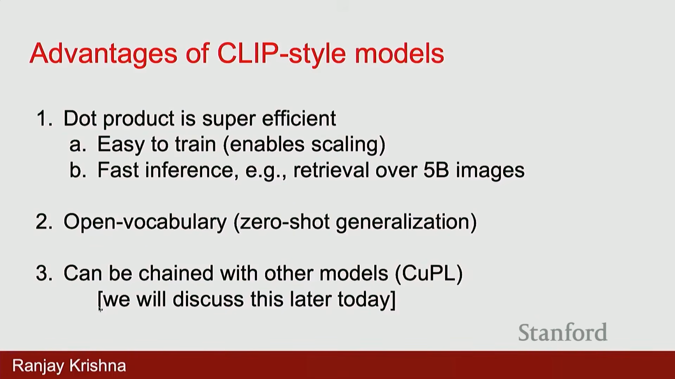Another thing that people really liked about CLIP is that it's open vocabulary. You can feed in any text description and it should be able to retrieve the right images for you. And so that also allows for its applicability across many different domains. And of course, we're going to talk about this later. CLIP is really amenable to being chained with other models. And this idea of chaining started becoming really popular. But hold off on that. We'll talk about that in a few minutes.